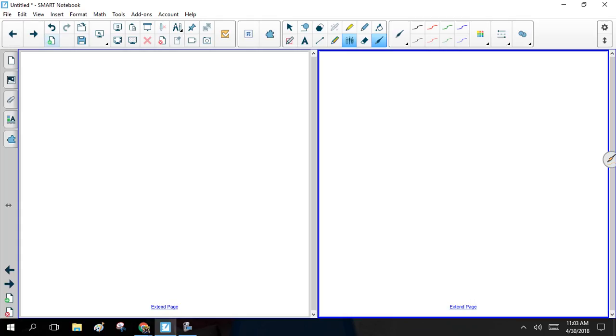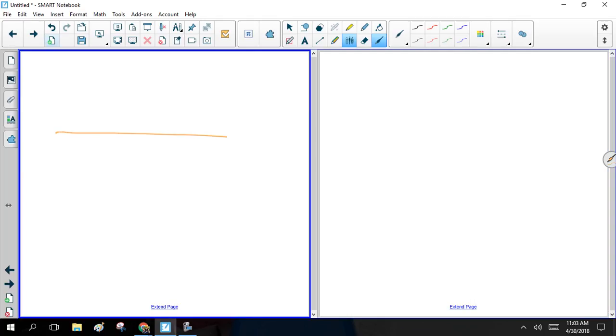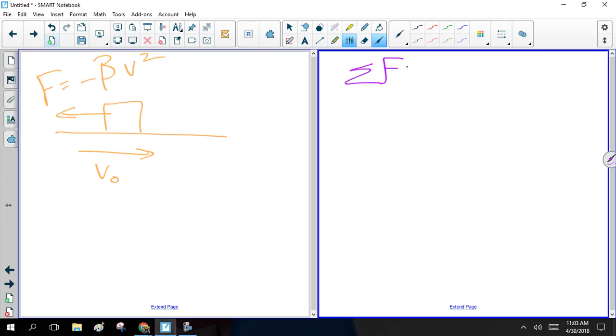Okay? So here's the deal. So as the block is sliding, it's going to have a starting velocity of v naught. Its motion is going to be impeded by this force F, which is negative beta times v squared, right? Cool? All right, so this is basically net force equals ma.